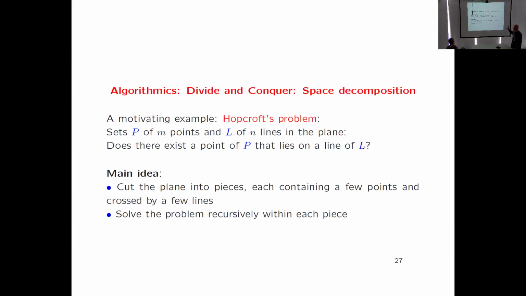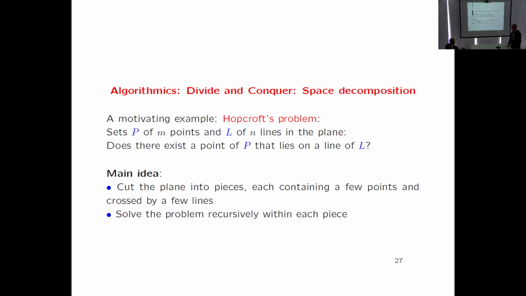So let me abandon this general thing and go down to simple instances. And I use something called Hopcroft's problem as a motivation. Hopcroft's problem, named after Hopcroft, who asked it, gives you a set P of m points in the plane and a set L of n lines in the plane, and asks, is there a point in P that lies on a line in L? Is there an incidence, another important concept here, between a point of P and a line? Of course, in m times n time you can solve it, but you want better.